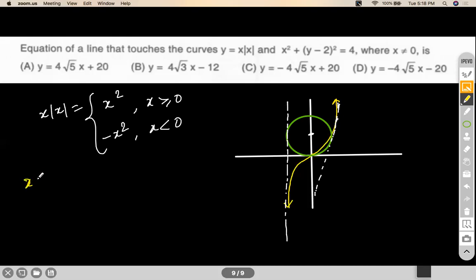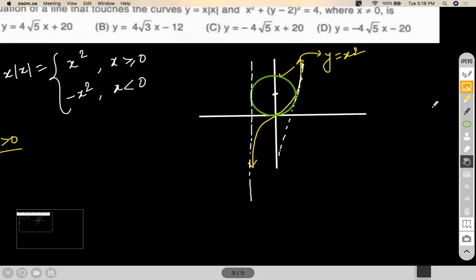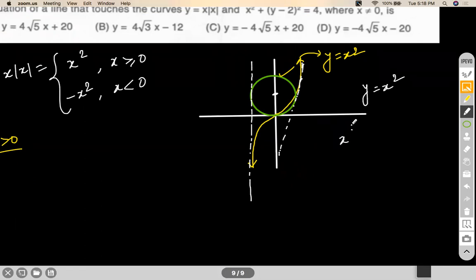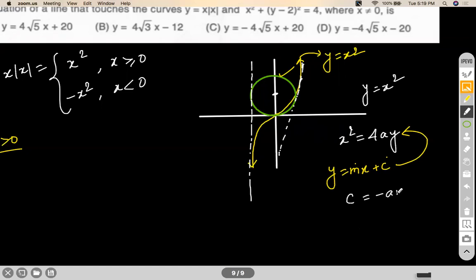If I take the case where x is positive, that means I consider y is equal to x square and this circle. Now, we know that for y equal to x square, what is the condition for tangency? What is the condition for tangency for x square is equal to 4ay? So when I say y is equal to mx plus c is a tangent to this kind of a parabola, what is the relationship between m, c and a? Who will tell me? Who will tell me? What is the relation? C is equal to minus am square.